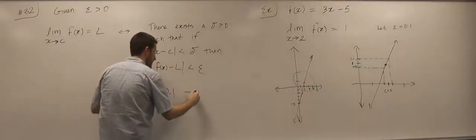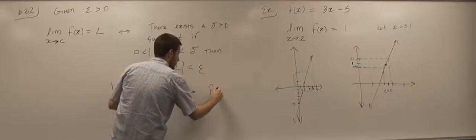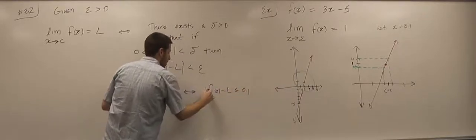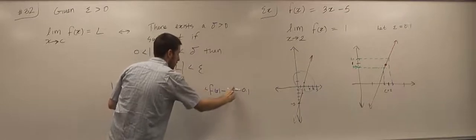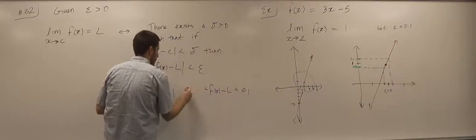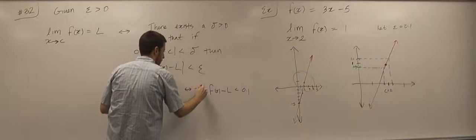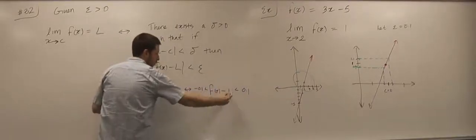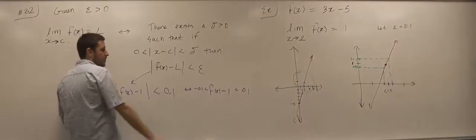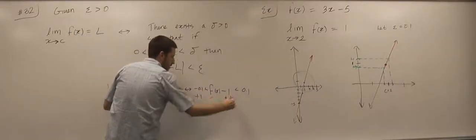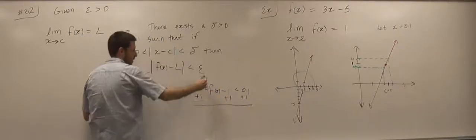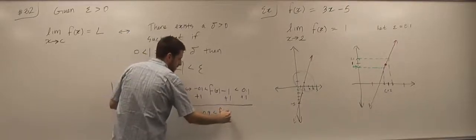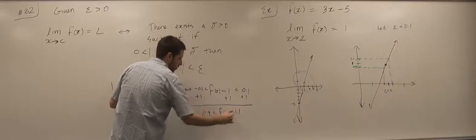Right? So what this means is f of x minus L has to be between 0.1 and negative 0.1. Remember that? And L was 1, so I should be writing 1 here instead. And if you add 1 to all sides, what do you see? Well, this is going to be 0.9 less than f of x, which should be less than 1.1.